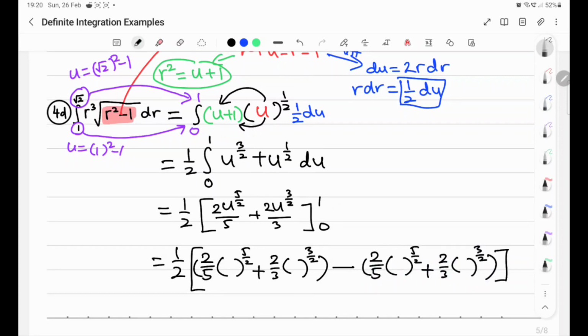And then close them. And don't forget, what is the upper limit? The upper limit is 1. So we replace the first set of brackets with 1. And we replace the next one with 0. Then I leave you all with the calculator to get the final answer.